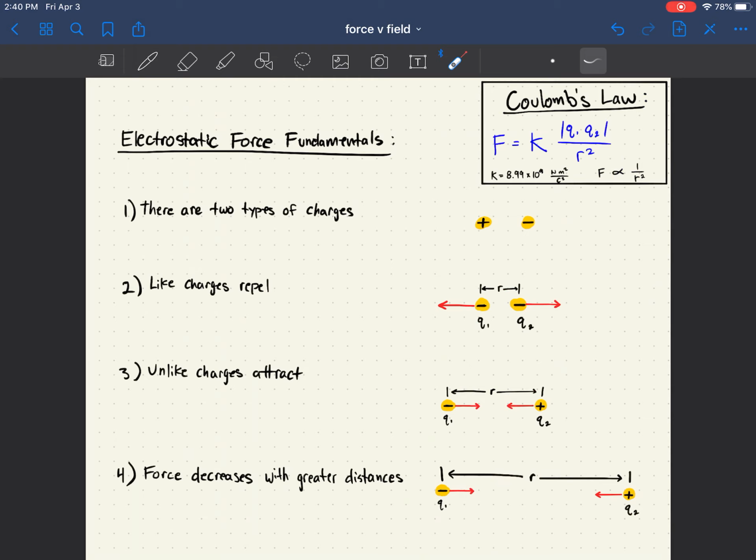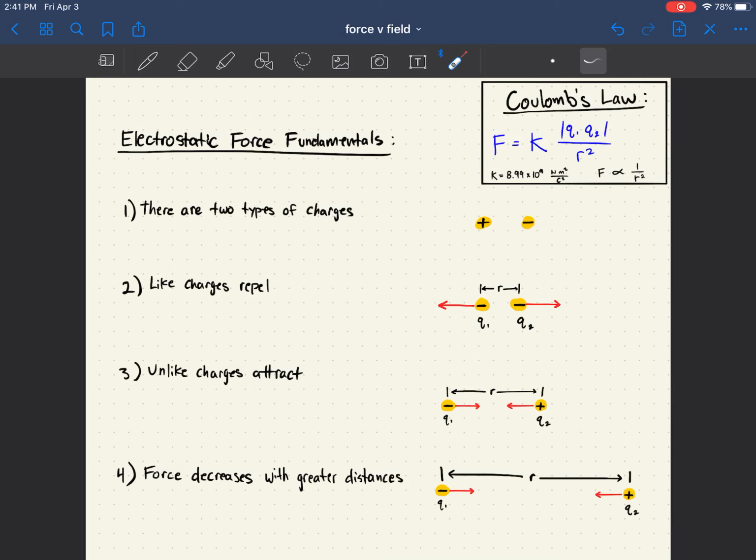We've got some fundamentals to get a grip on. The first fundamental is that there are two types of charges. There's a positive charge and a negative charge in any system. The second fundamental is that like charges will repel. So if you have two negative charges next to each other, you will find that they repel each other. The third is that unlike charges will attract, the opposites attract rule. And number 4, the magnitude of the force will decrease with a greater distance.